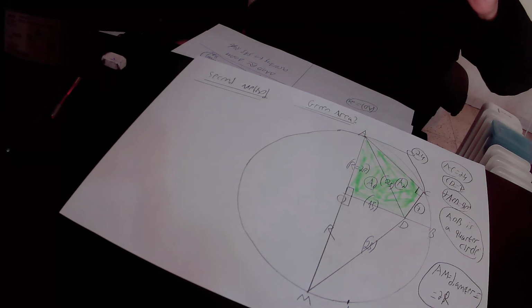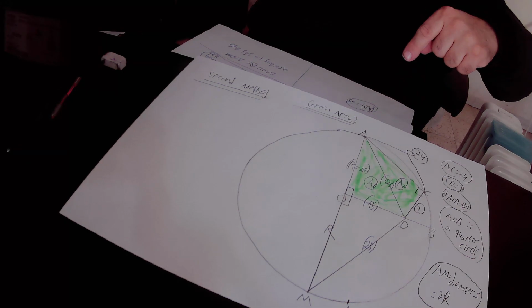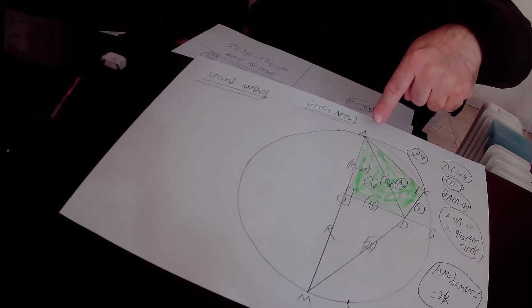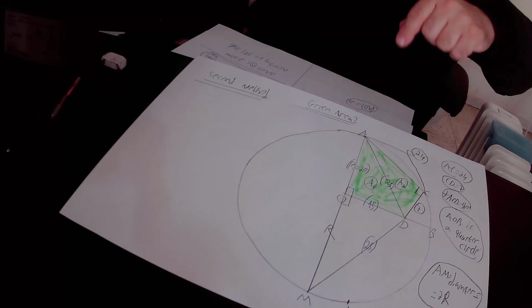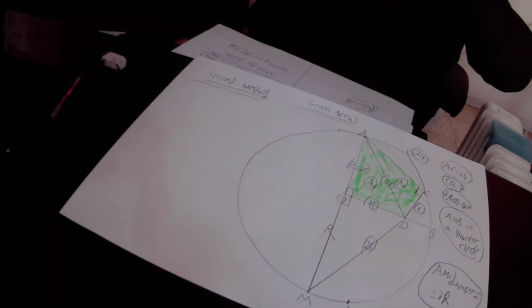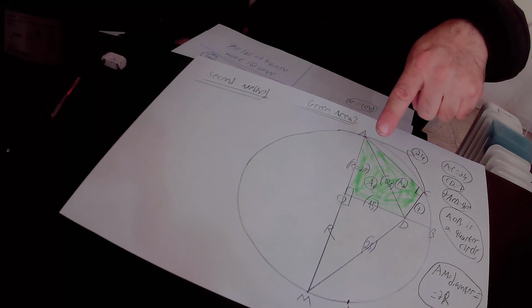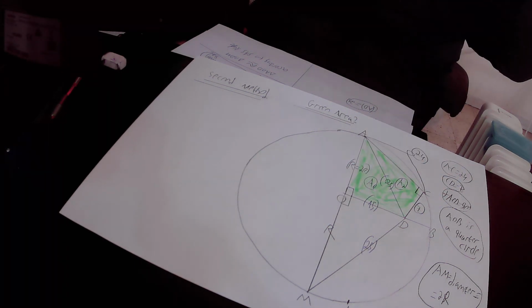Point O is the center of the circle, point A is the point of the circle itself, therefore OA is the radius of the circle. We define the radius of the circle as R. So OA equals R. Then we extended the radius AO until it touches the circle at point M.